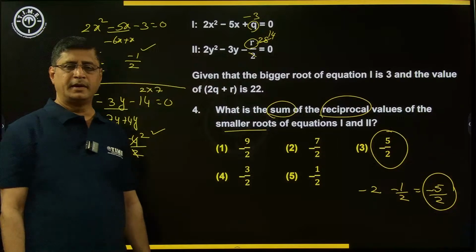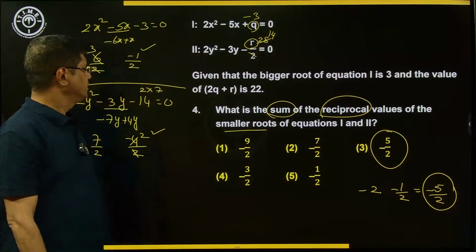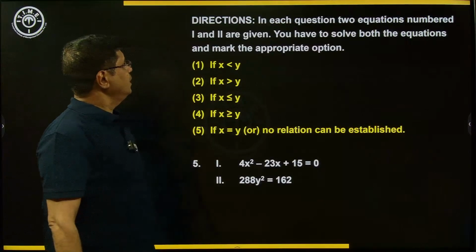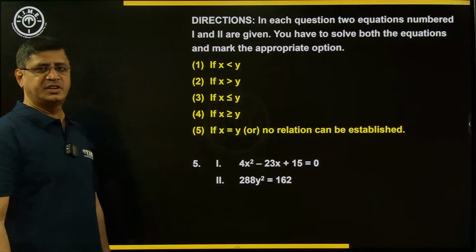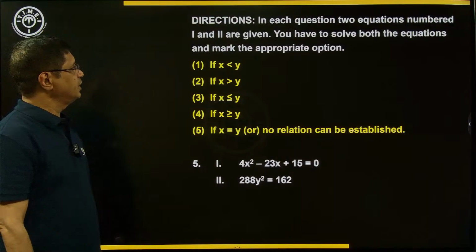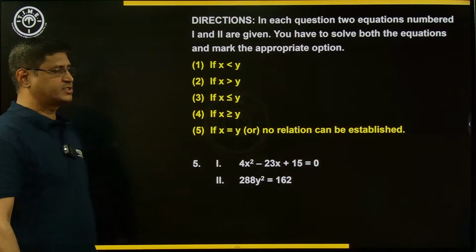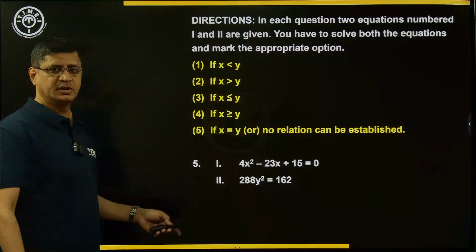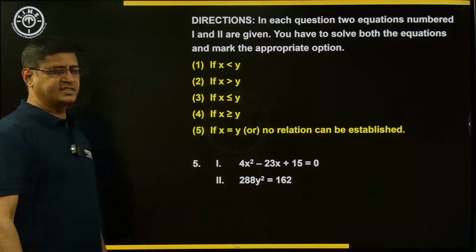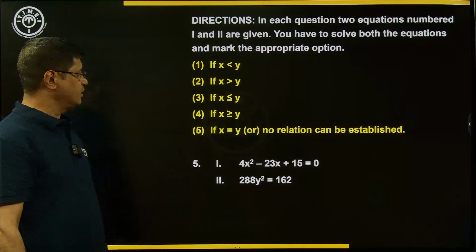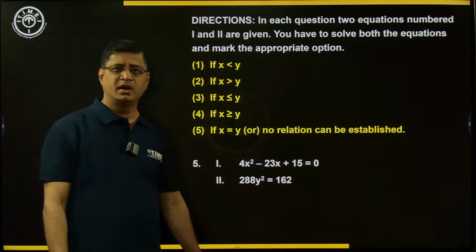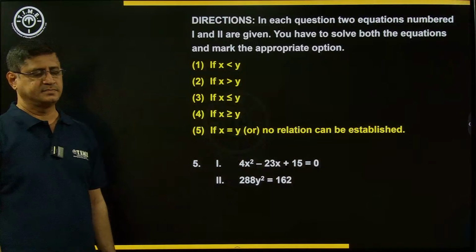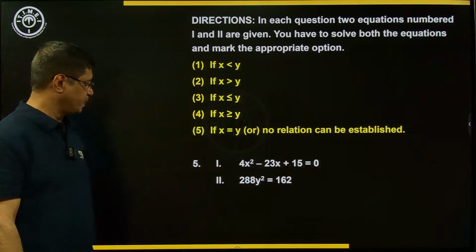Okay. Now, moving to the next example. Here, directions are given. In each question, 2 equations numbered 1 and 2 are given. You have to solve both the equations and mark the appropriate option. Dear students, options are given as x less than y, x greater than y, x less or equal to y, x greater or equal to y, x and y are equal, or relation cannot be established. These are the 5 choices. Now, look at the first example.